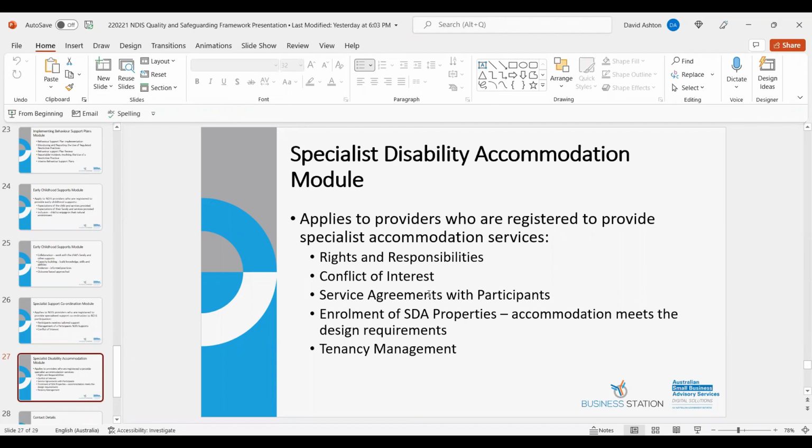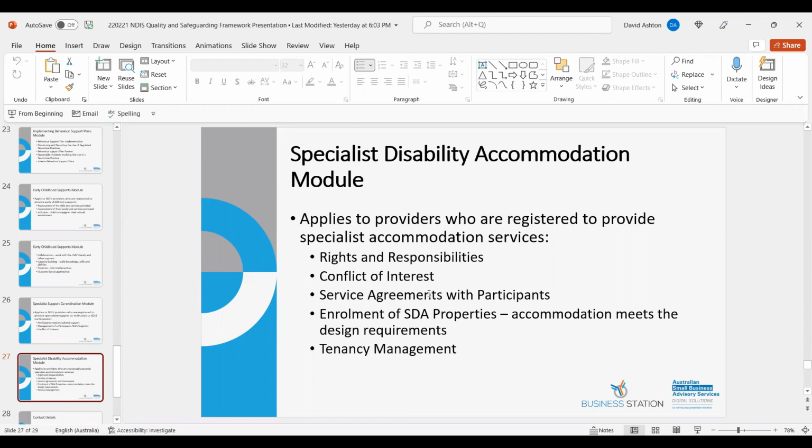So enrolment of SDA properties: each participant's specialist disability accommodation dwelling meets the requirements of the design type, category, and other standards that were identified through the dwelling enrolment process. So when you're seeking approval to provide accommodation services, then the premises need to meet the requirements of the NDIS framework in terms of design, category and density restrictions and those sorts of things, how many people can live in the property and the like. So you need to be across that.